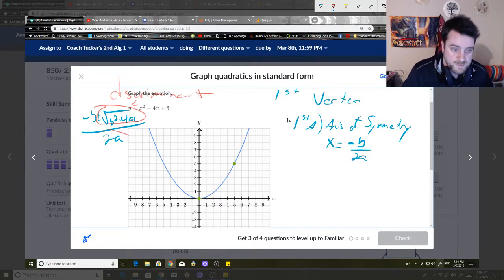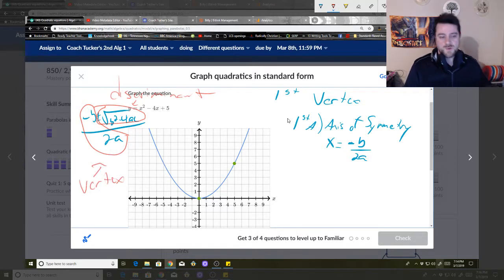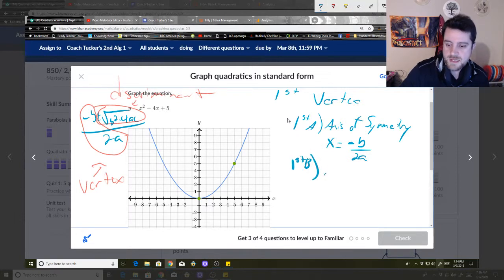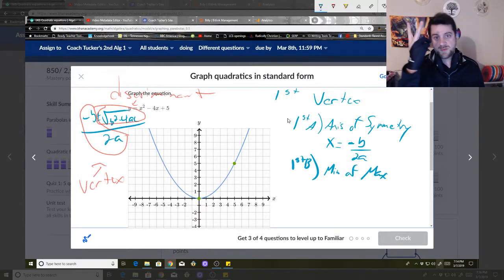The other piece is right here. That determines the vertex, so it determines the midpoint. Your discriminant figures out how far on each side of your axis of symmetry your zeros will be. But there's your vertex. So that's the first thing. And then we'll say first B, find the min or max. Obviously that depends on if it opens up or down.